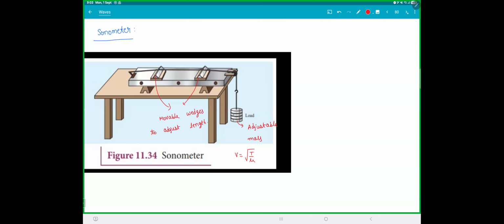Now for simplicity, we will draw the picture like this. X is equal to 0, X is equal to L, and we have a tuning fork of frequency f. That is how the picture will show for a sonometer. So how do we use this? This is the same video that I showed you just now, isn't it? It kind of looked like this only. On one side you have an oscillator and on one side is this.